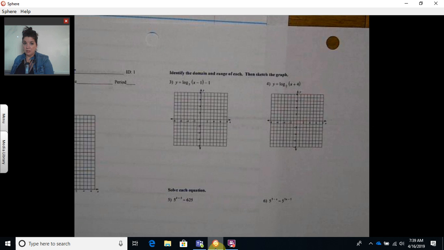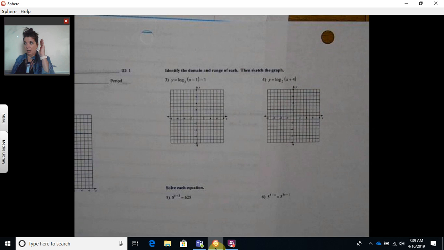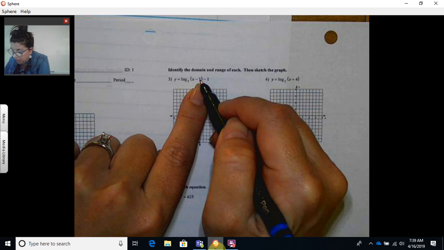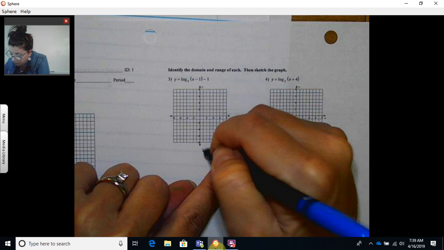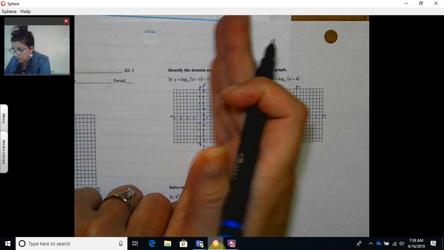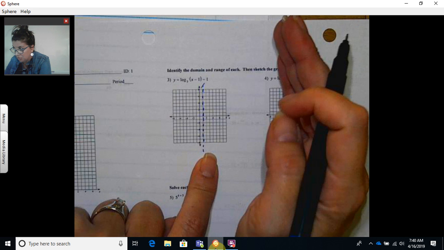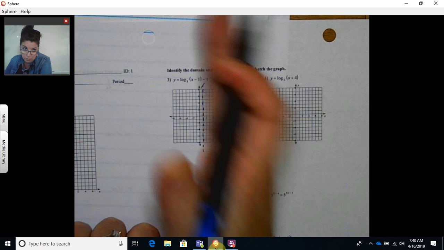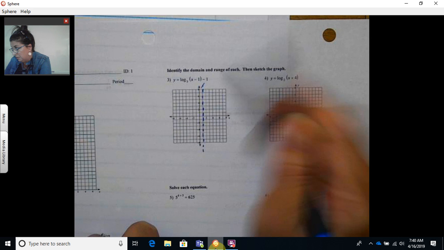Now 3 and 4 are logarithms. Remember, logarithms have a vertical asymptote, not horizontal. On number 3, where's your asymptote going to be? At +1, right? It's whatever your h is, but you have to change the sign. So I would draw in my asymptote first. When you have a logarithm, it's always to the right of the asymptote unless it's a reflection. To know if it's a reflection, the logarithm would be multiplied by a negative number. If it's not, then it's going to be on the right side. If it's a reflection, it would be on the left side. So even just knowing that, you could probably eliminate some choices if it was multiple choice.